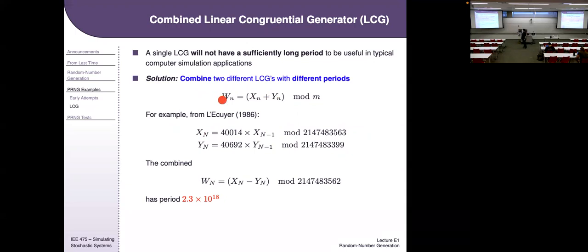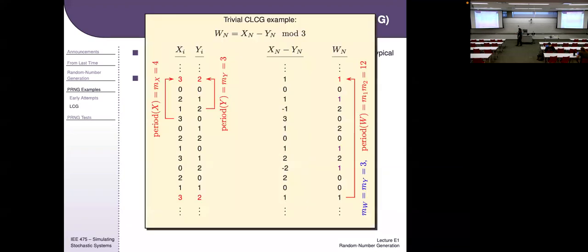So this combined generator here has a period of 2.3 times 10 to the 18. So that's 2.3 with 18 zeros after it, or I guess 17 zeros after it, which is way longer than this period here. So that's pretty good, right? So we got uniformity, we got independence, and we can, in theory, start with pretty much any seed we want, and we got these long periods. So a trivial example of what happened there.